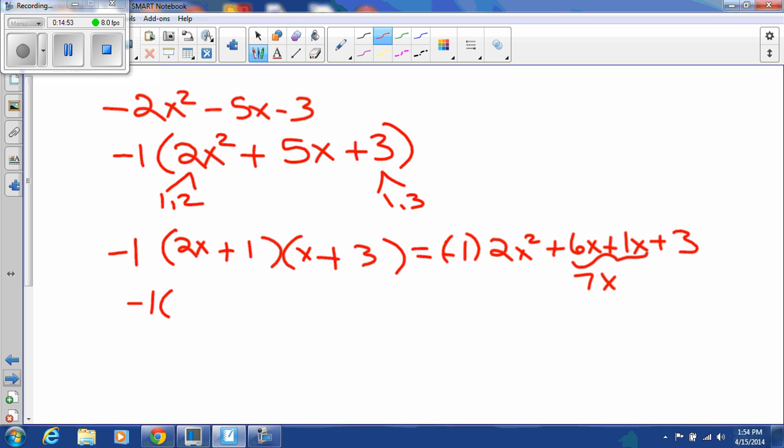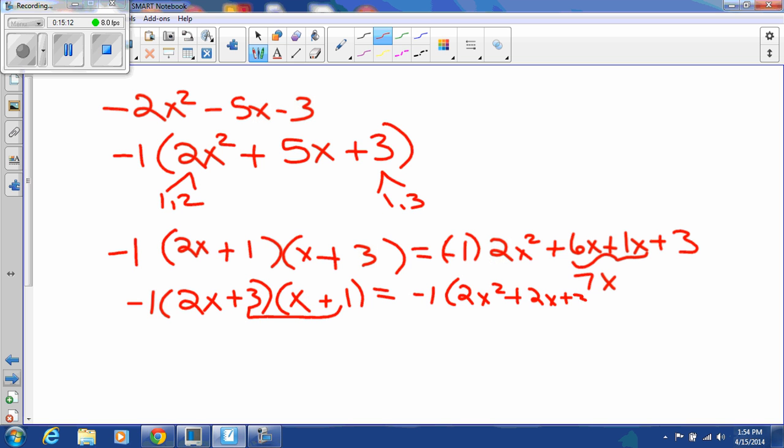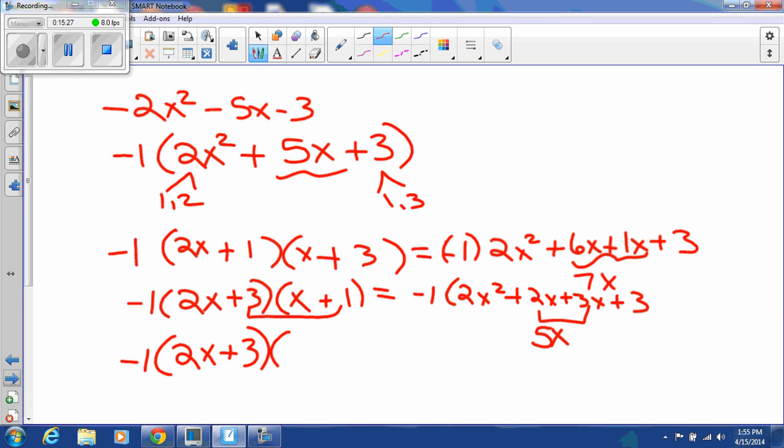Since 7x and 5x are pretty close, I'm going to leave the 2x in the front. But instead of plus 1, I'll make it plus 3. And here I'll put x plus 1. So I've switched places between the 3 and the 1. When I multiply, I get negative 1 times 2x squared plus 2x plus 3x plus 3, and success, because 2x plus 3x is 5x, which is the correct middle term. So my final factored answer is negative 1 times 2x plus 3 times x plus 1.